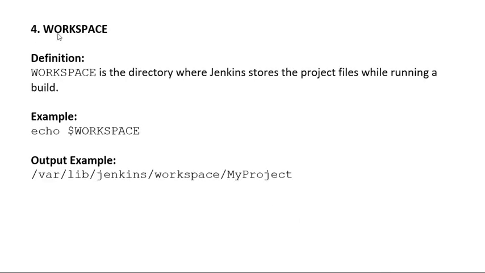Fourth is WORKSPACE. WORKSPACE is the directory where Jenkins stores project files and files while running a build. The example is echo $WORKSPACE, in capital letters. So the output is the path /var/lib/jenkins/workspace/my-project, where my-project is the project name.